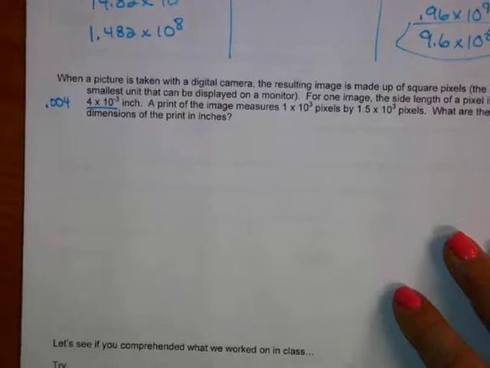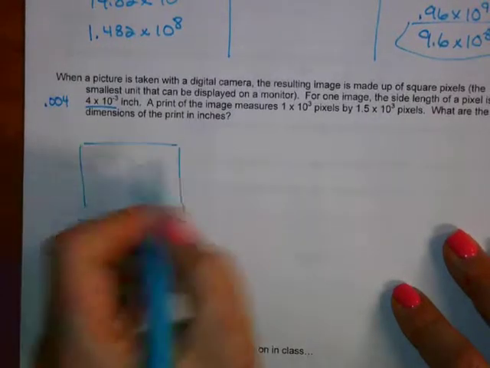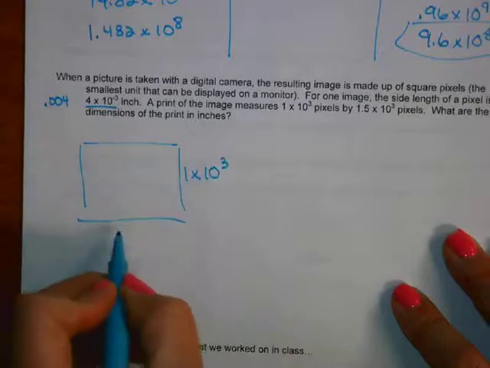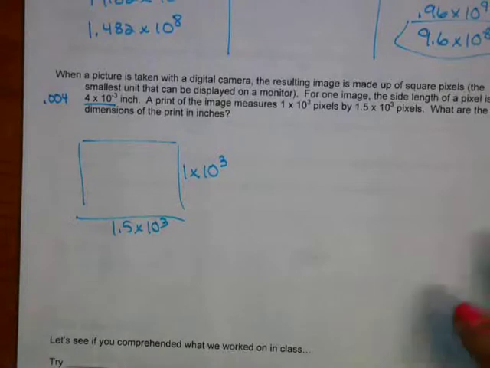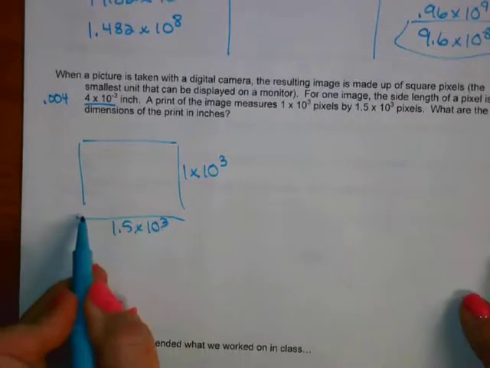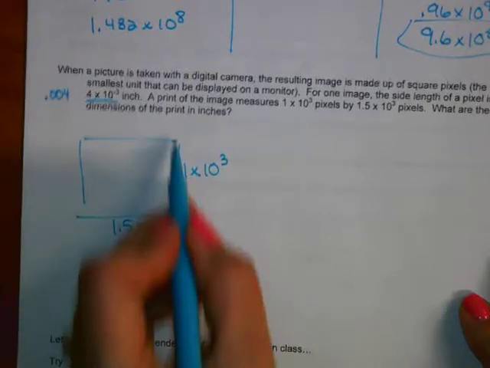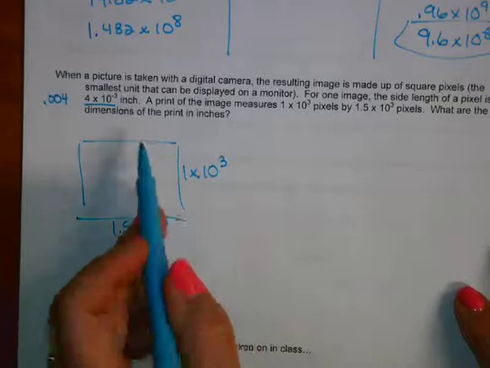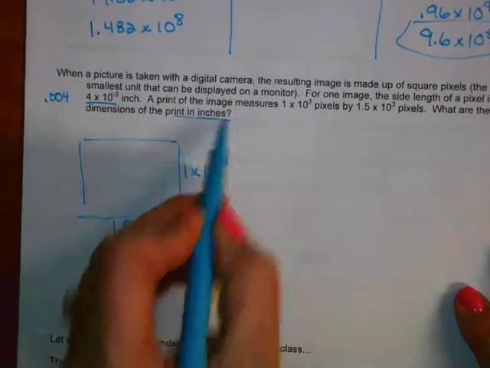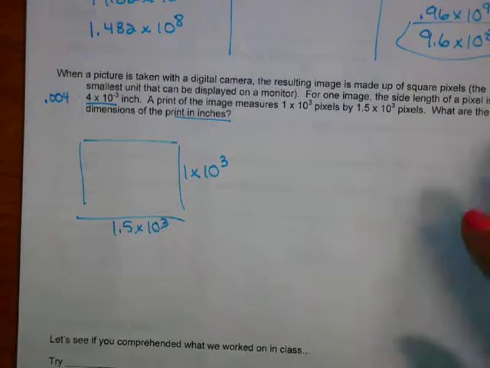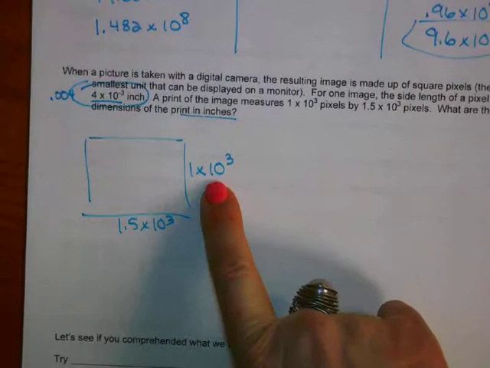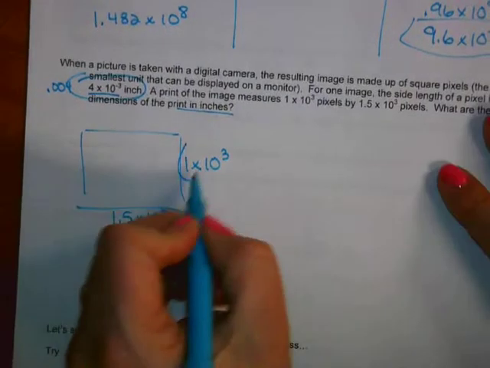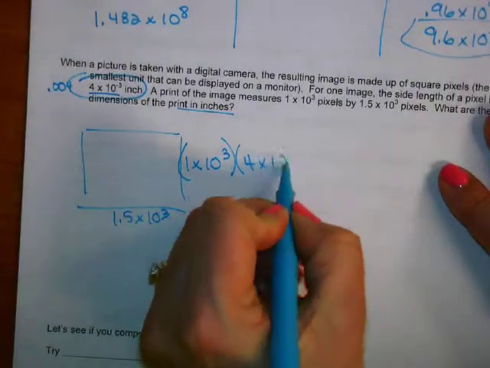A print of the image measures 1 by 10 to the 3 and 1.5 by 10 to the 3 pixels. That's how many pixels are on this side, and that's how many pixels are on this side. What are the dimensions of the print in inches? Oh, well, each pixel is this big. Each pixel. And there's this many pixels here. So I got to multiply how many there are by how big 1 is. So I'm going to take this and multiply it by how big 1 pixel is.